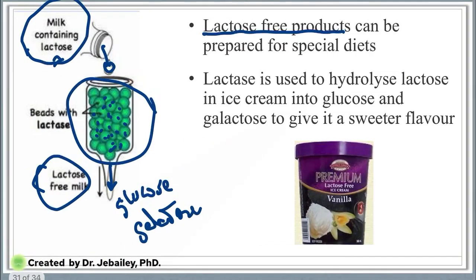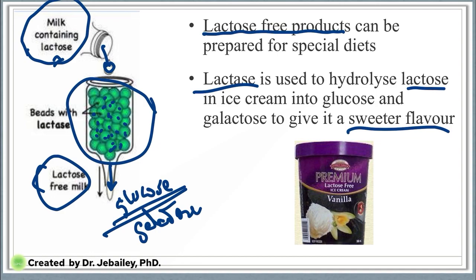Now, one last thing before I forget is that every time you have lactase breaking down these lactose, they become more sweet. So all these lactose-free products, if you drink them, you will notice the lactose-free products are sweeter than the milk that has lactose. It's just because you have produced a lot of glucose and galactose.